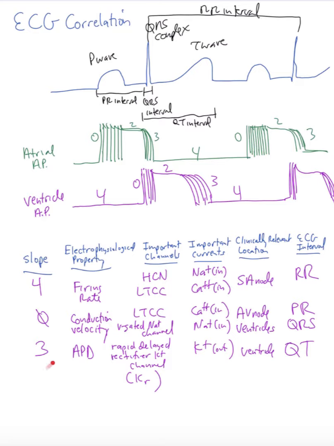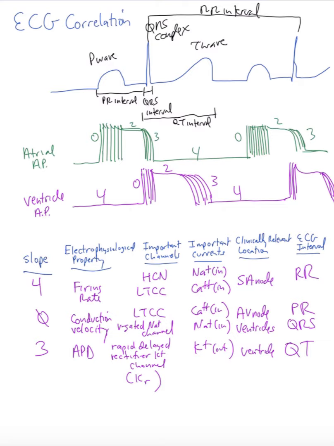Finally, phase 3 is important in the ventricle. And in the ventricle, the APD is what the phase 3 is going to affect because the action potential duration is the complete action potential. And if the repolarization is slowed, for example, the action potential duration is going to get longer. And the main channel that's involved there is the rapid delayed rectifier potassium channel. That's the one that we can call KR, and that is going to give rise to this outward potassium current.